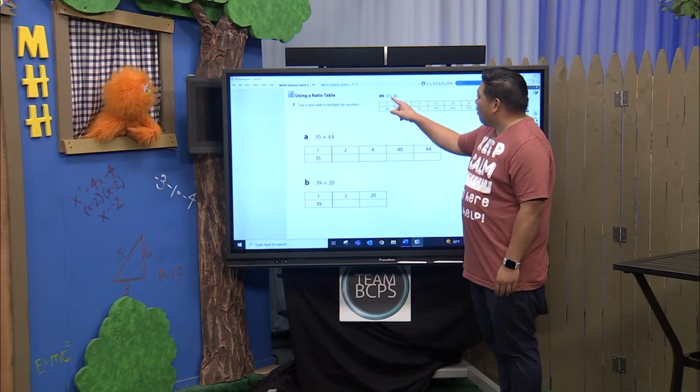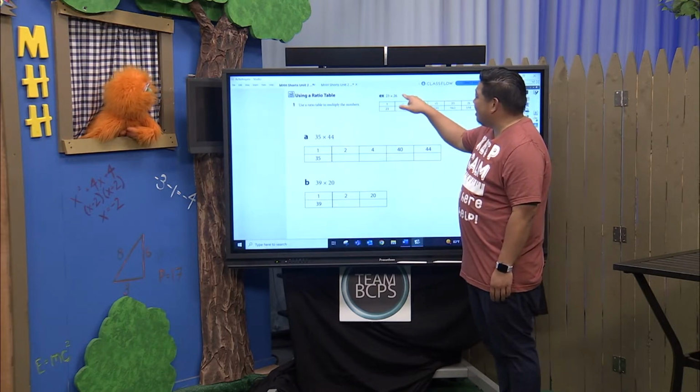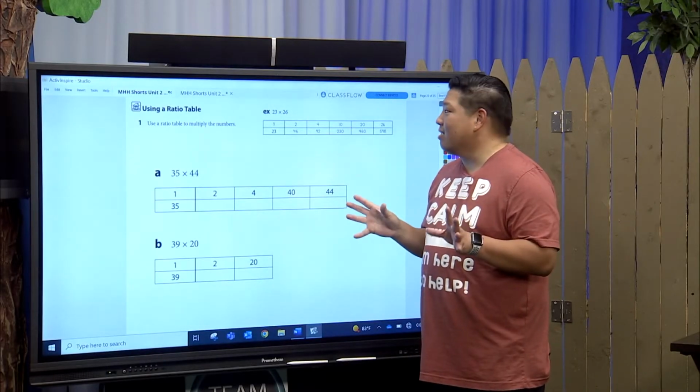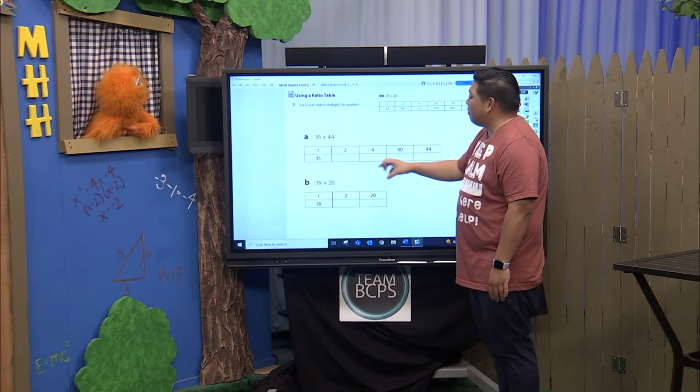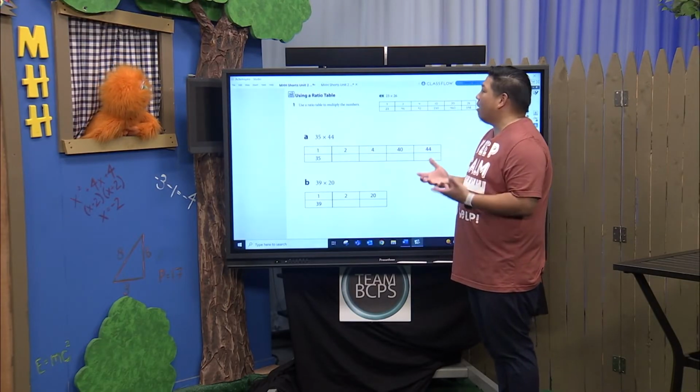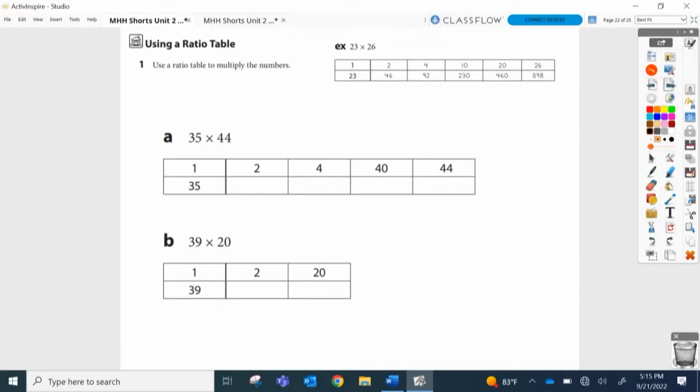For example, if we were to do 23 times 26, that sounds kind of scary, doesn't it? Very scary, Mr. Teng. So what we're going to do is use a ratio table to help us. We're going to build up our understanding. In this ratio table that's already done, we start with 1 times 23 is 23. And if we know that, we can figure out what 2 times 23 is.